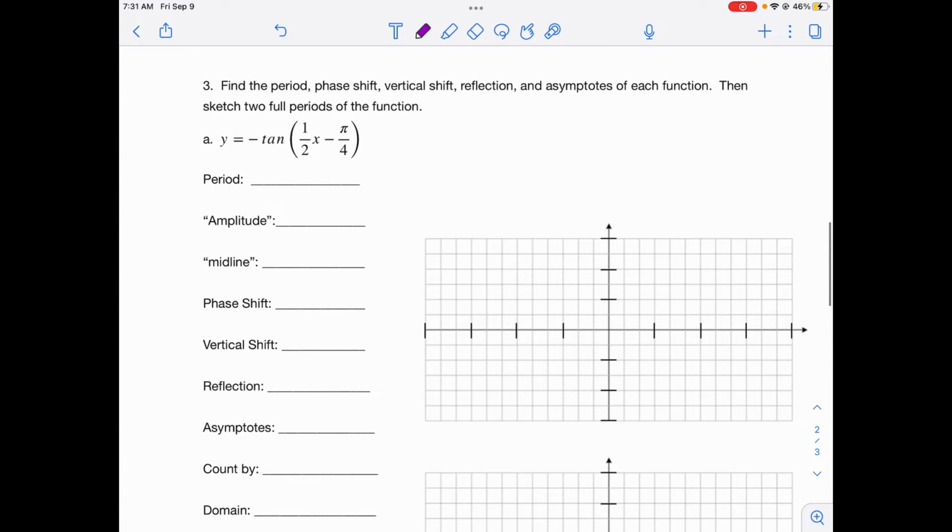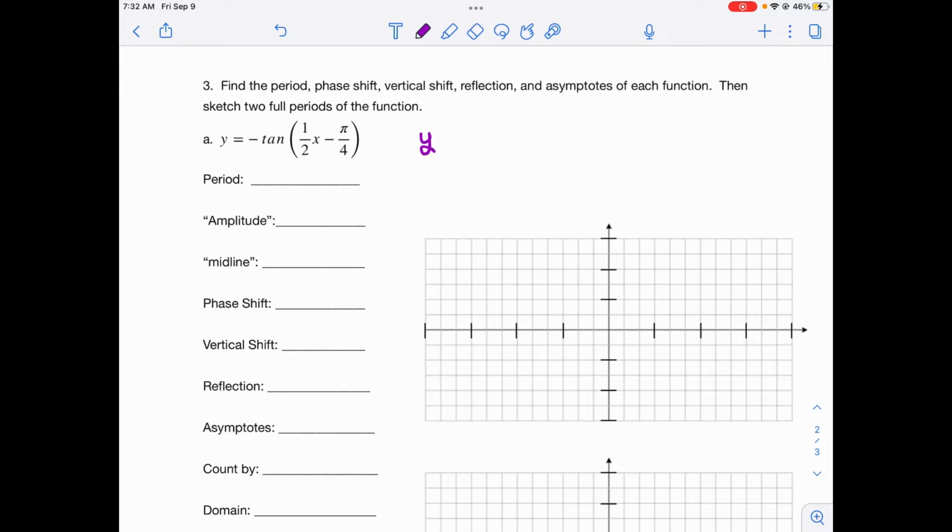All right, so let's see how this applies in a real life situation. So we're going to do everything we've learned in the other videos on how to rewrite equations in transformation form. We have basically all the same transformations, except again, remember the amplitude and midline I'm putting in quotations, because tangent and cotangent graphs do not have amplitudes and they do not have midlines by definition.